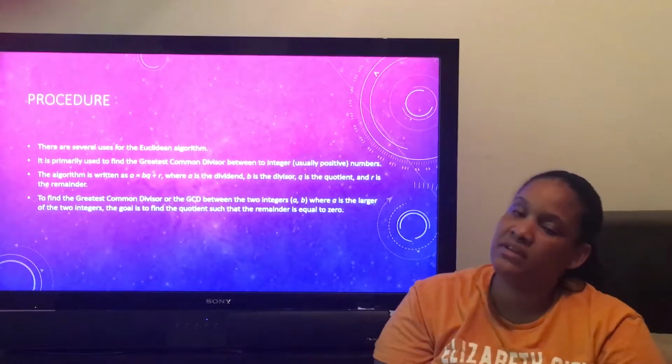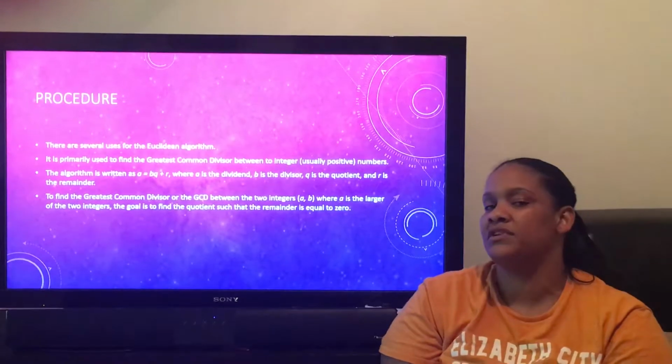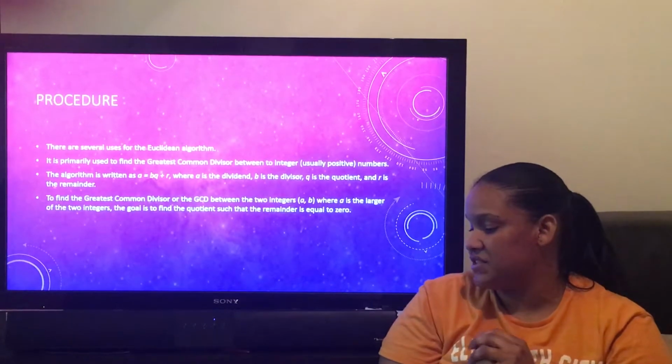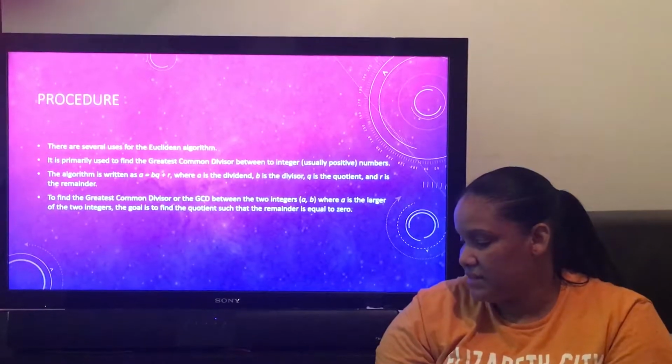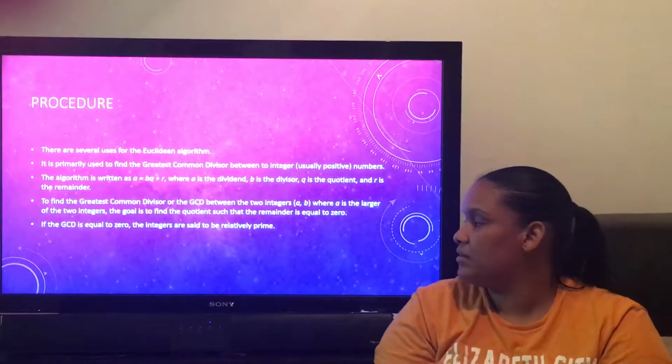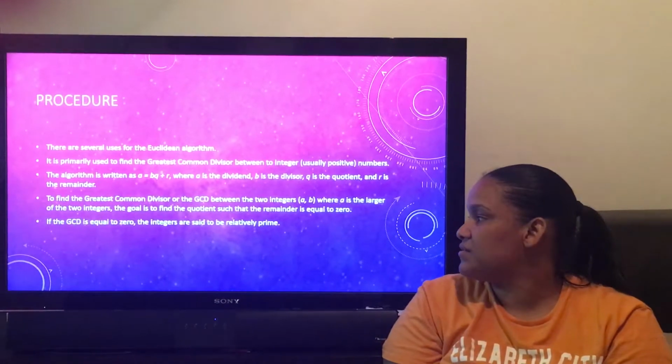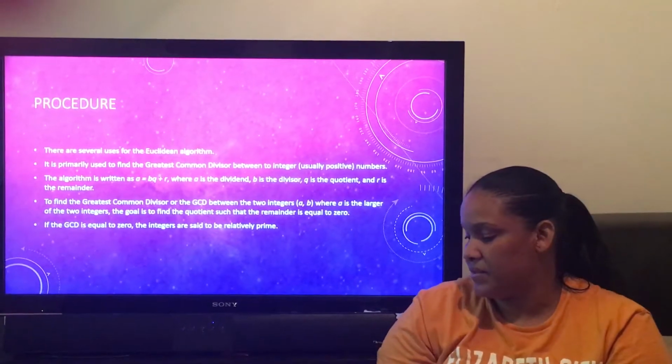So we're going to keep repeating the same steps over and over again until we get a remainder of 0. Once we find that, then we find out what our greatest common divisor is. If the GCD is equal to 0, the integers are said to be relatively prime.